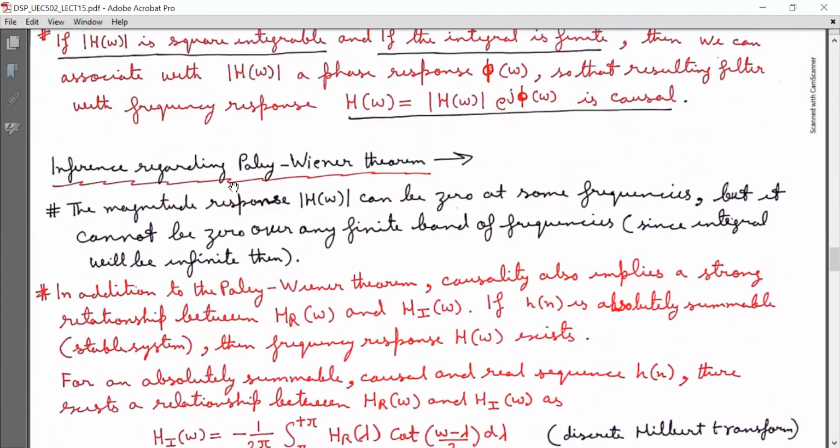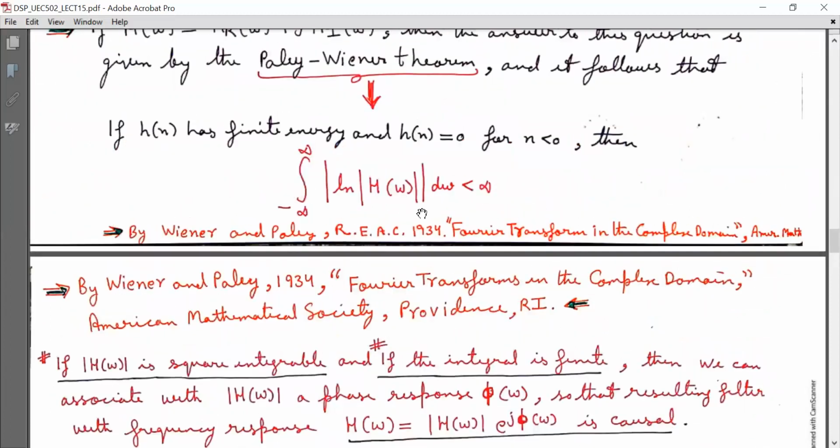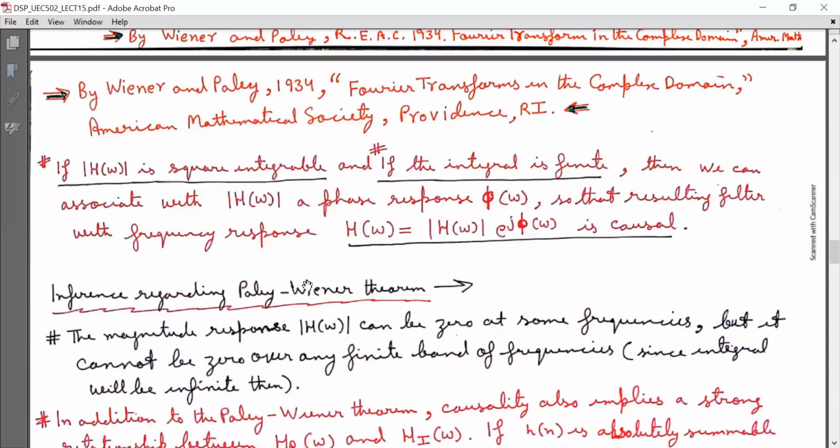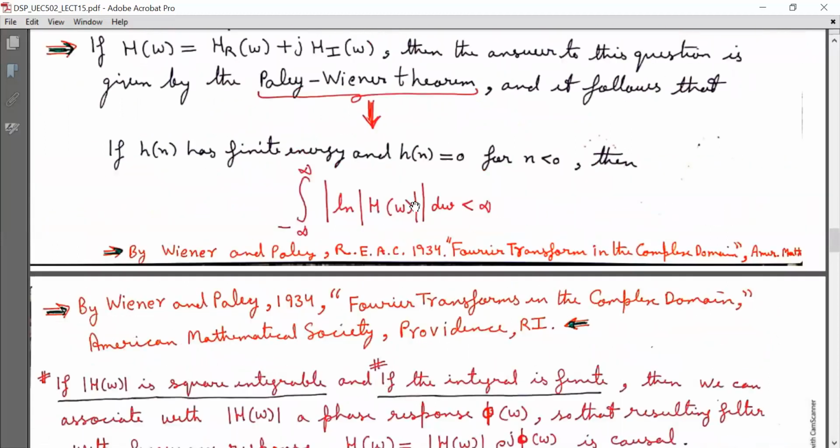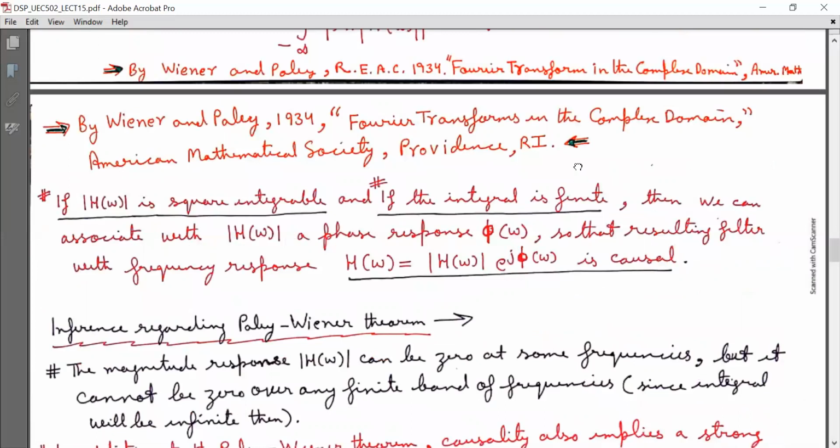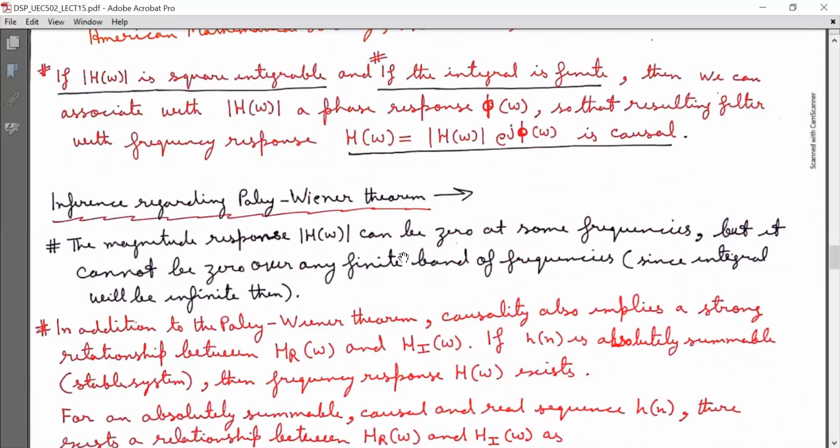Now, inference regarding the Paley-Wiener theorem: from this formula, the magnitude response |H(ω)| can be 0 at some frequencies, but it cannot be 0 over any finite band of frequencies. That is, at certain frequencies, π/2 it can be 0, π/4 it can be 0, but it cannot be 0 for a finite band, since the integral then will be infinite and this will not be fulfilled, so it will not be causal.